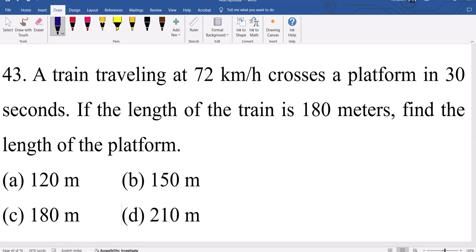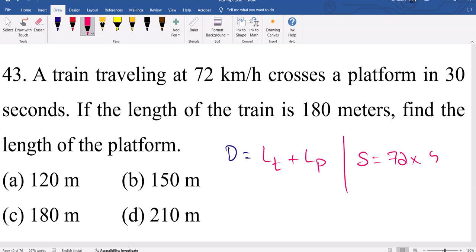Train crossing a platform. What is the distance when a train is crossing a platform? Distance is length of the train plus length of the platform. Speed here is in kilometer per hour, but options are in meters. We need to convert that into meter per second. So 5 by 18 we have to do. So 20 meters per second is the speed.